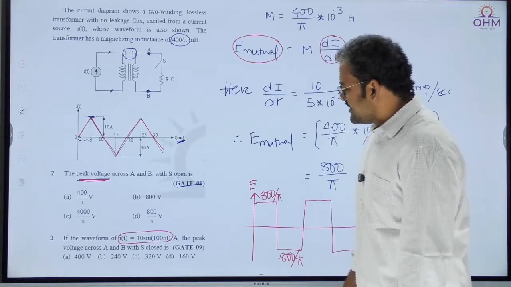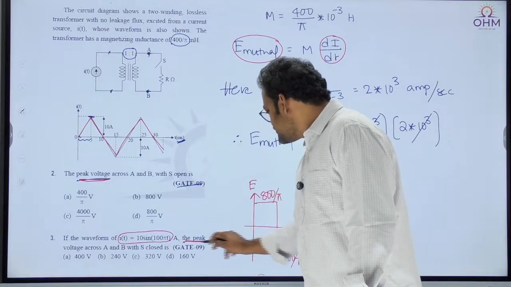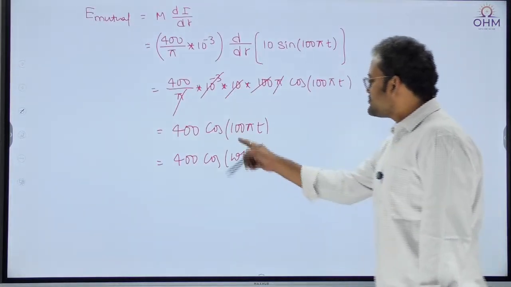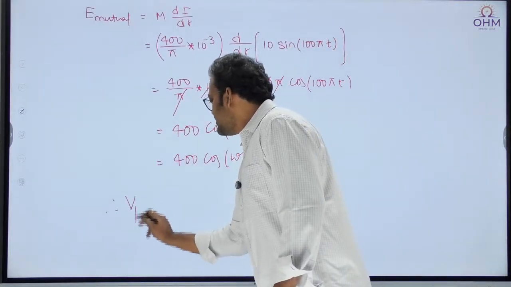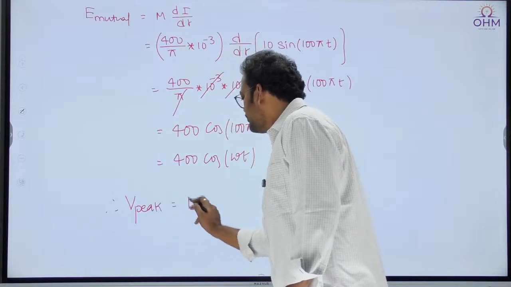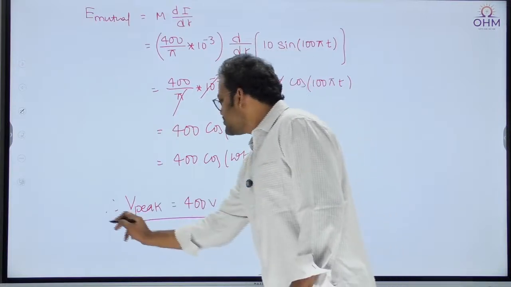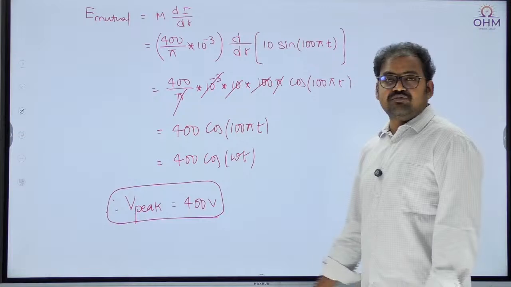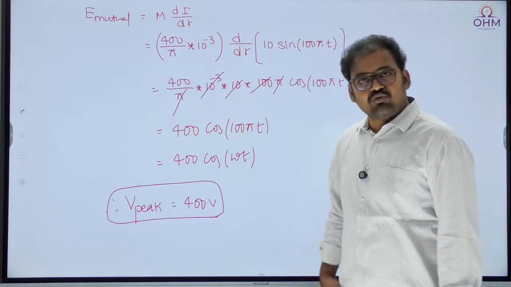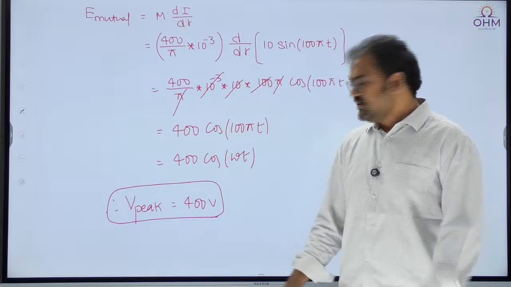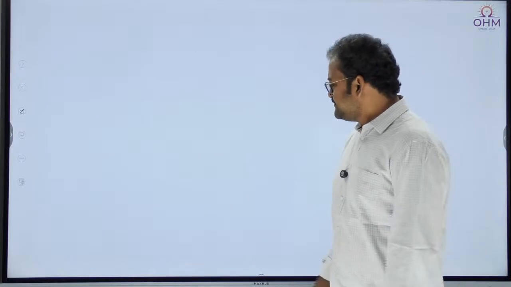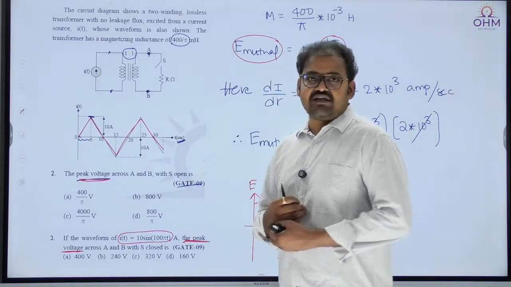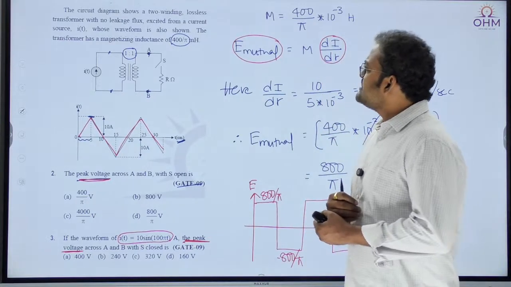Now what is the answer they are asking? The peak voltage. Again you see that they are not asking RMS voltage, they are asking peak voltage. What is the peak voltage of this cosinusoidal function? Therefore the peak voltage is equal to 400 volt. Suppose they ask you what is the RMS voltage of the output voltage across A and B, we know RMS value means maximum value divided by root 2 for a cosinusoidal waveform, correct? So then 400 by root 2 would have been the answer. Okay, so this is also a question related to self and mutual induced EMFs. Okay, simple.